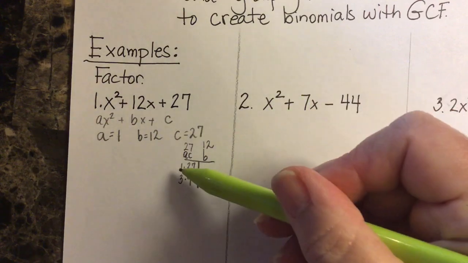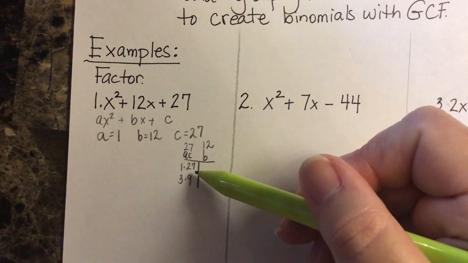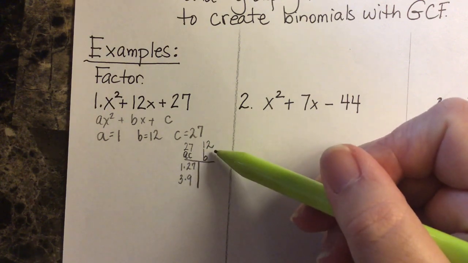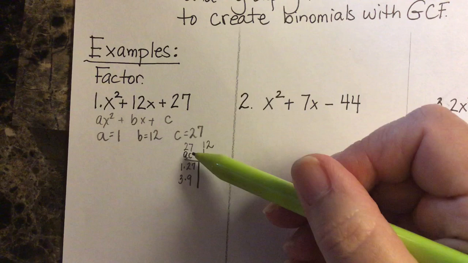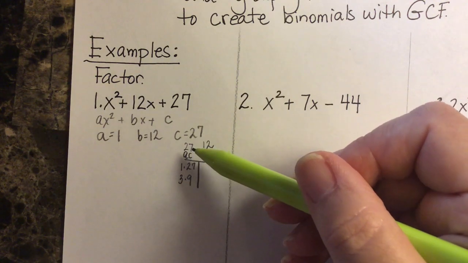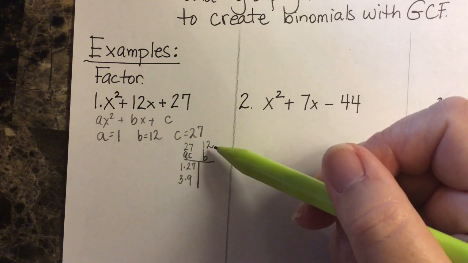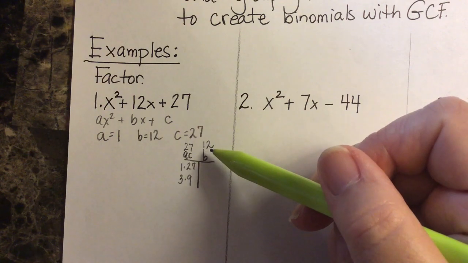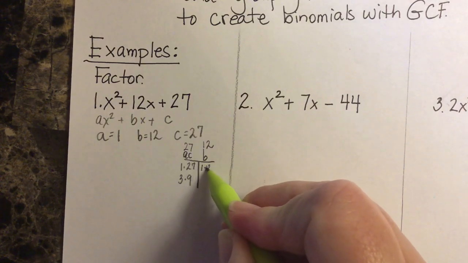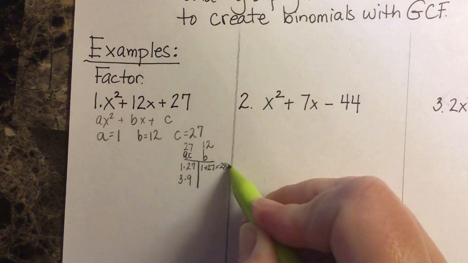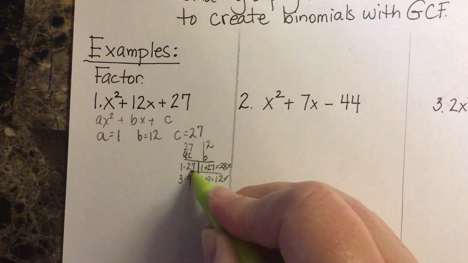Now notice I did not do -1 times -27 because that does give me positive 27. The reason why I did not is because I want a positive sum. So since I want a positive sum, I don't need negative factors over here. The only way to multiply to get a positive is a positive times a positive or a negative times a negative. The only way to add to get a positive when you have those two scenarios is a positive plus a positive. So that's why I did not include them here. Okay, if I add 1 and 27, I get 28. So that's not the sum I want. If I add 3 and 9, I get 12. That is the sum I want.